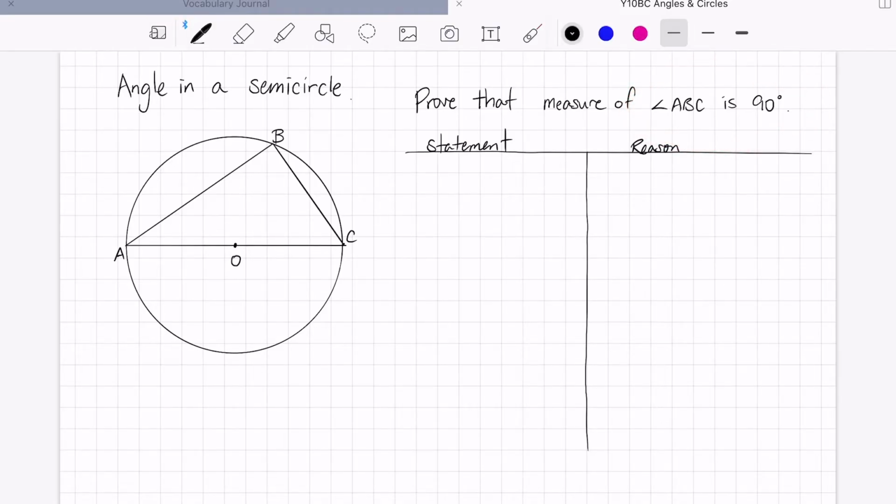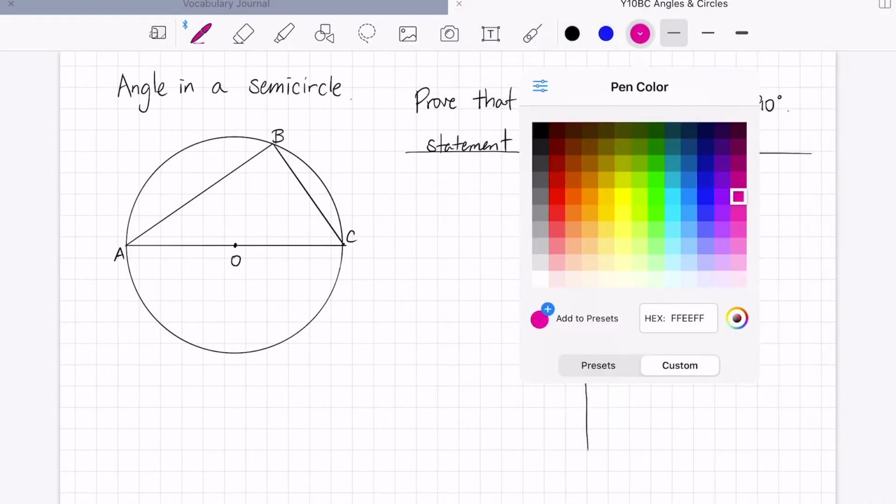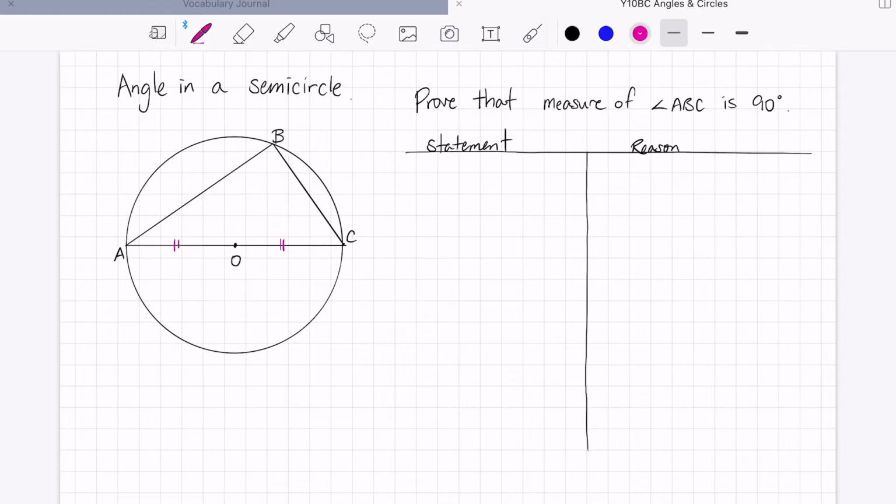So let's start. What I notice here is that AC is the diameter. That means OC and OA are radii of a circle, and they are congruent. So I'm going to mark, perhaps using a different color here, OC and OA as congruent.